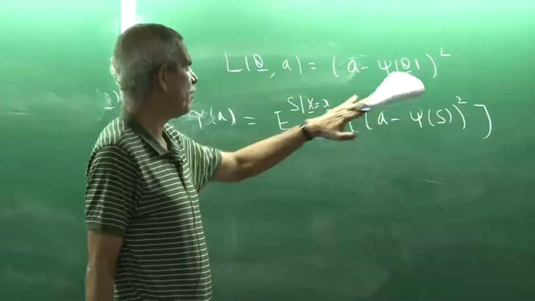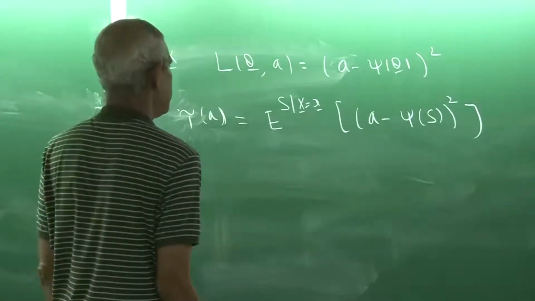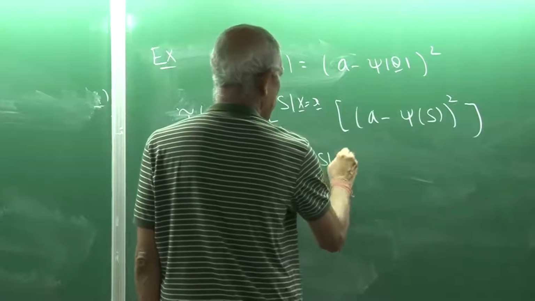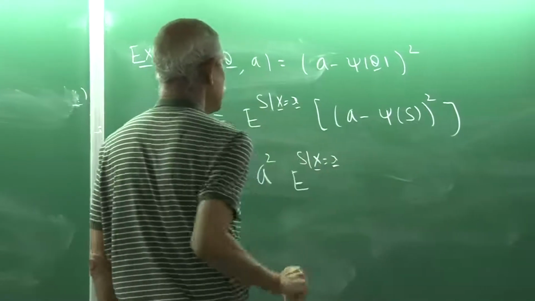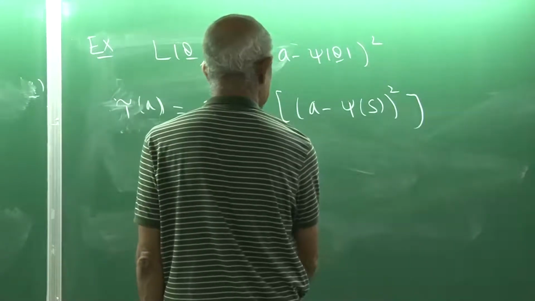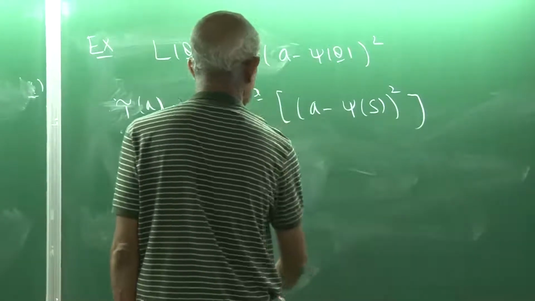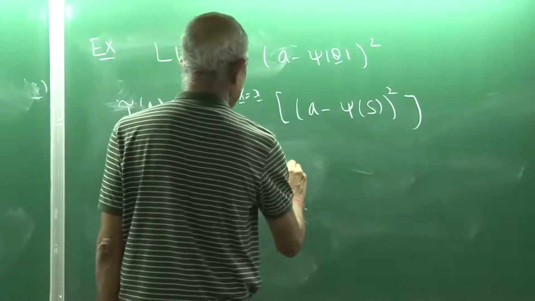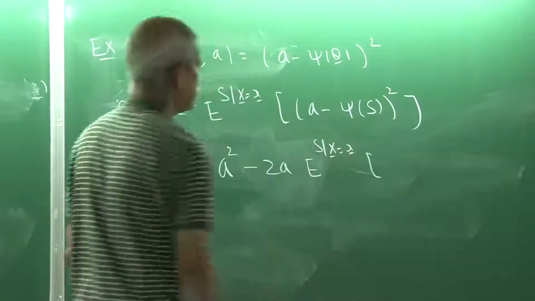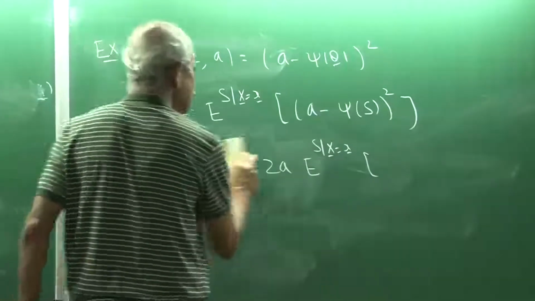So everything is in terms of the distribution of the realization given the data. And how much is that? That is A square, minus twice A times the expected value of S given X equal to x. In fact, there was no need to do all this.